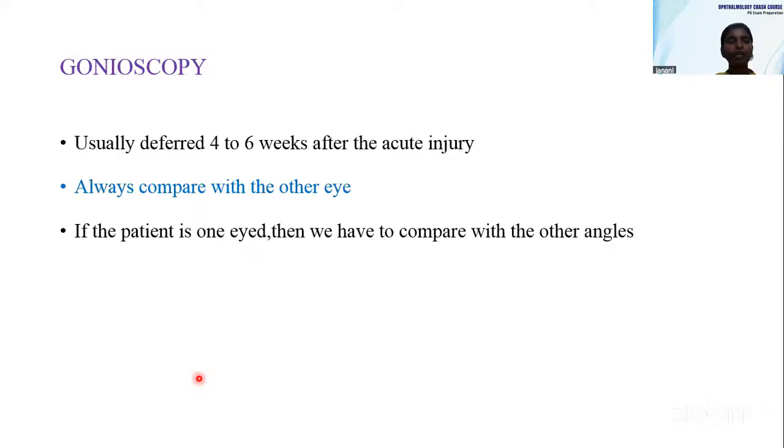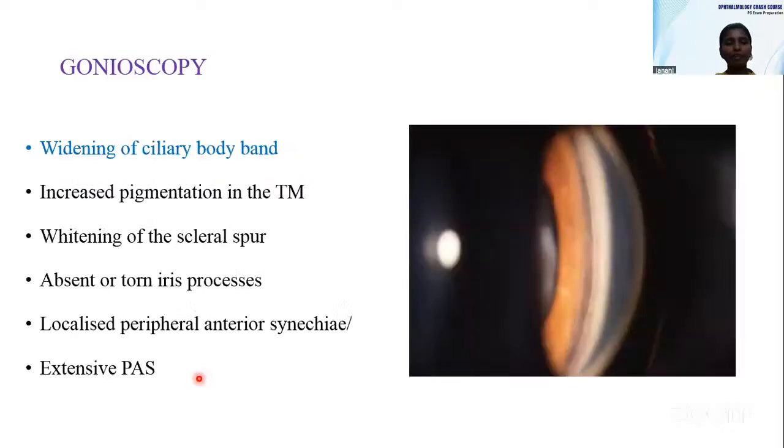And gonioscopy plays a major role. And usually after acute injury, it's deferred for at least 1 week, up to 4 weeks. You can do it after 4 weeks. And you should always compare it with the other eye. For example, if the patient has one affected eye, then you can compare with the other angles. And in this picture, you can see widening of the ciliary body band.